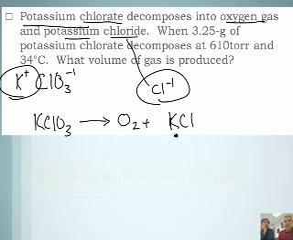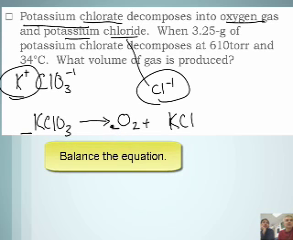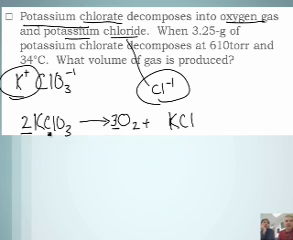Now, that's an unbalanced equation. Balance it. I have an O problem. I have 2 O's here and 3 O's here. So I need to put 3 here to get 6 and 2 here. That messes up my potassiums and my chloride, so I put a 2 here. So start with a balanced equation.